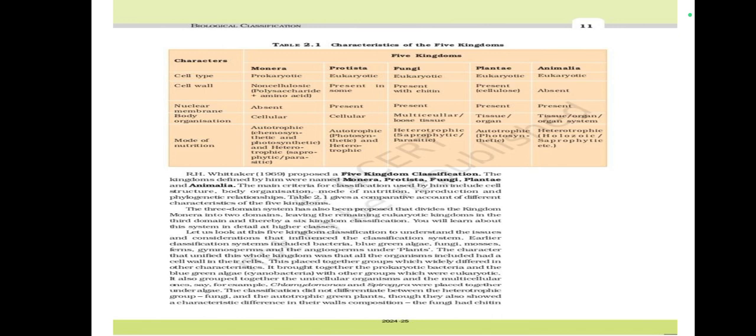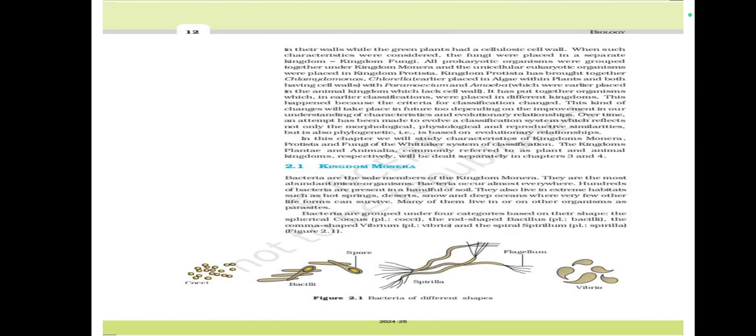Though they also showed a difference in their wall composition, the fungi had chitin in their walls, while the green plants had a cellulosic cell wall. When such characteristics were considered, the fungi were placed in a separate kingdom, Fungi.